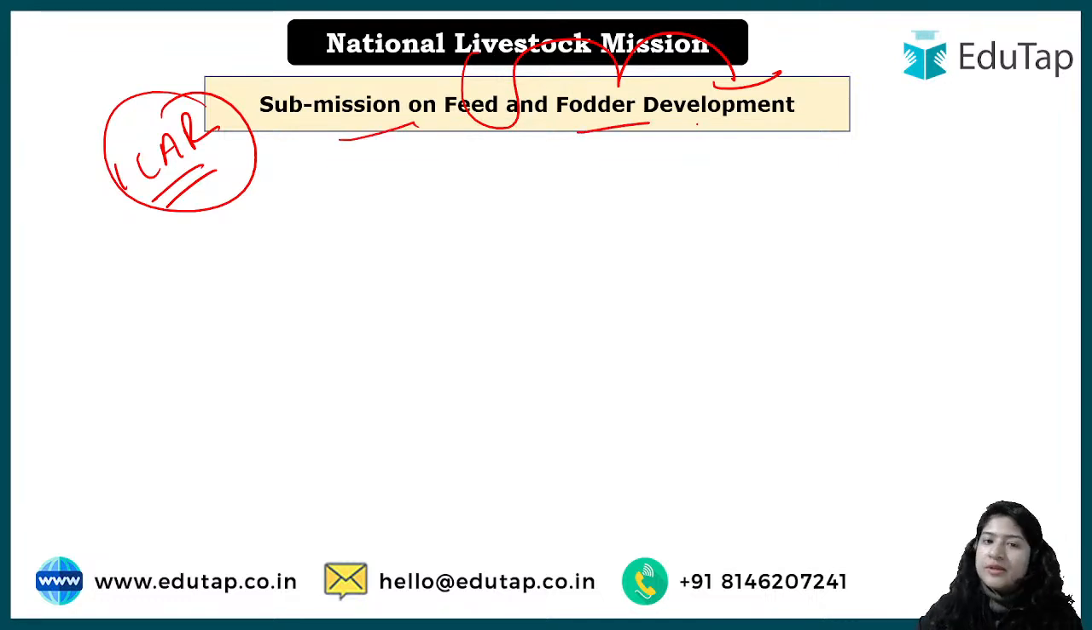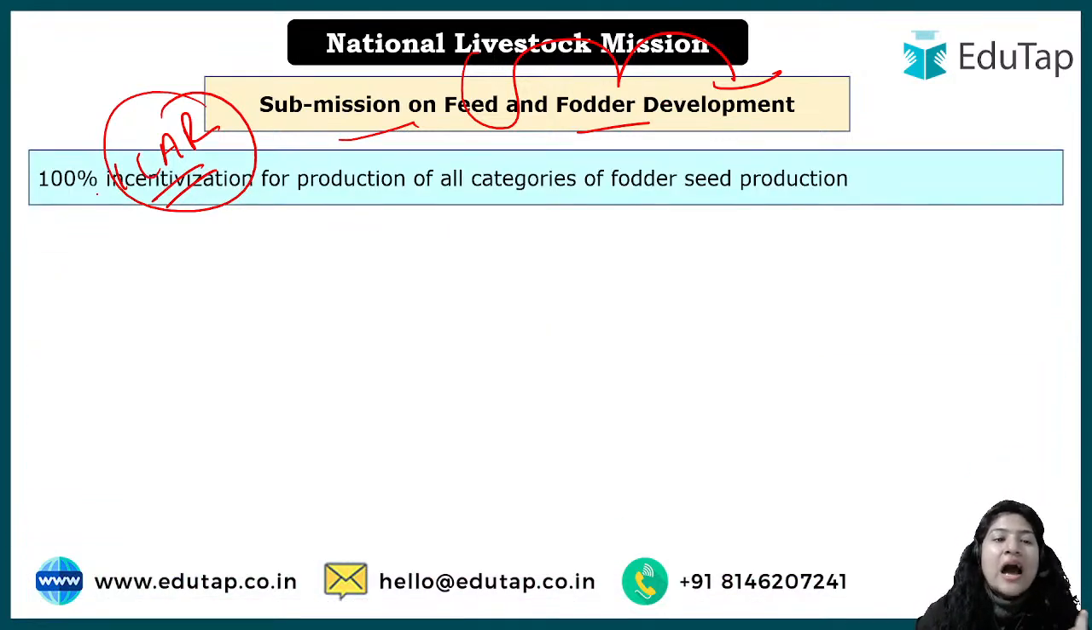So when we talk about who the beneficiaries are under feed and fodder development, just keep in mind: the state agriculture universities we have, or the national-level bodies which take care of research and development at the genetic level of plants, those will get the benefit under the scheme. Okay. Now how much will they get? 100% incentive will be given. Okay, 100% incentive.